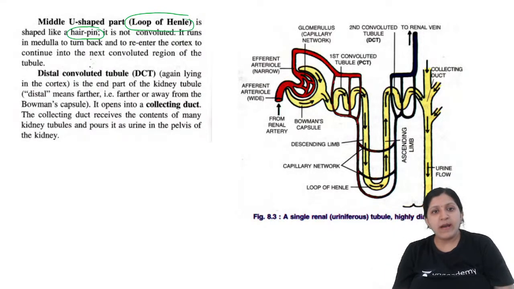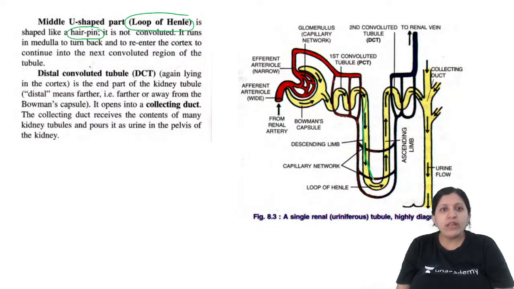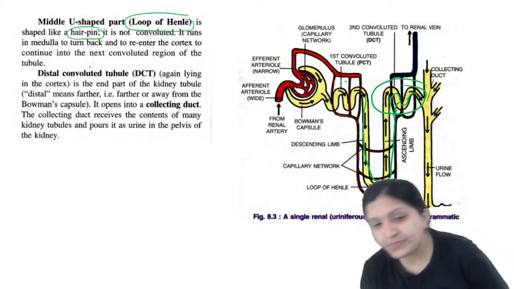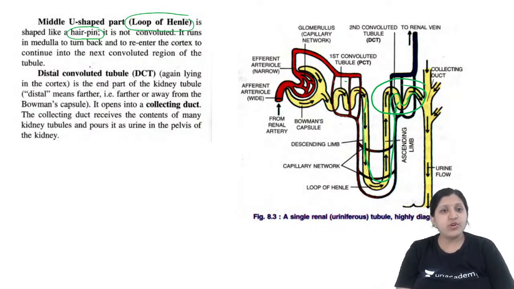It runs in the medulla. So this particular part is running into the medullary region, turning back, and re-entering the cortex region to continue into the next convoluted region. You can find the DCT also in the cortex region, but the dotted appearance is mainly in the longitudinal section. You can see the PCT and the Bowman's capsule, and the DCT is also there in the cortex region itself, continuing into the next convoluted region of the tubule.